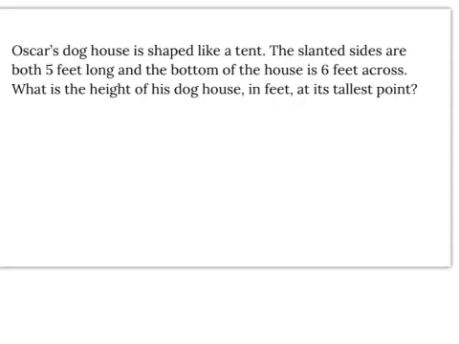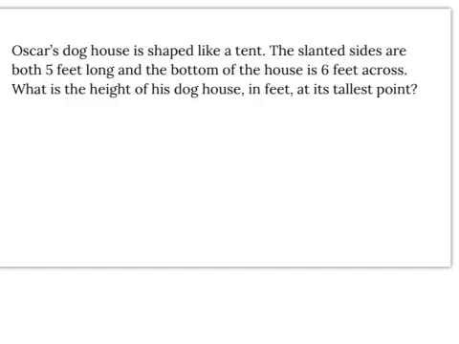So this is a refresher on the Pythagorean theorem, both in word problems and on the coordinate plane. Oscar's doghouse is shaped like a tent. The slanted sides are both 5 feet long, and the bottom of the house is 6 feet across. What is the height of his doghouse in feet at its tallest point?